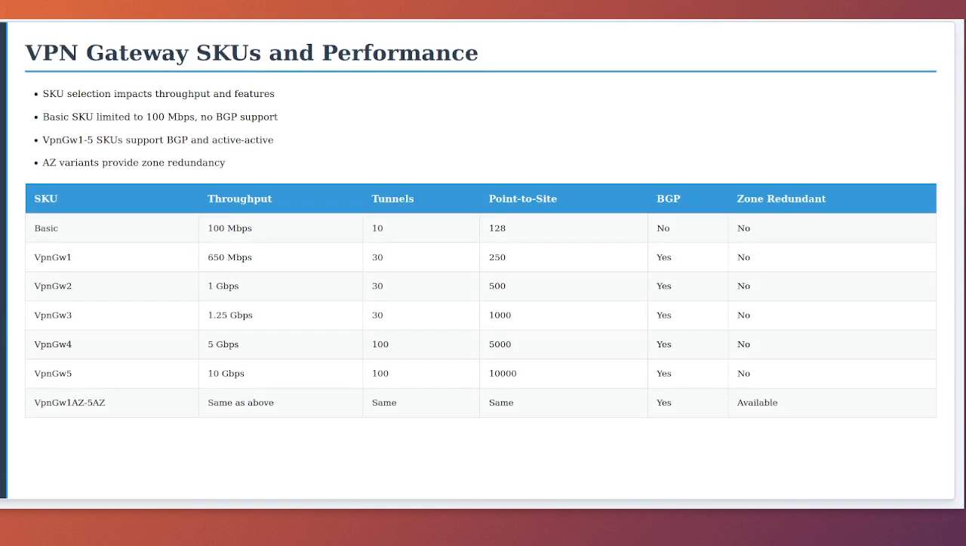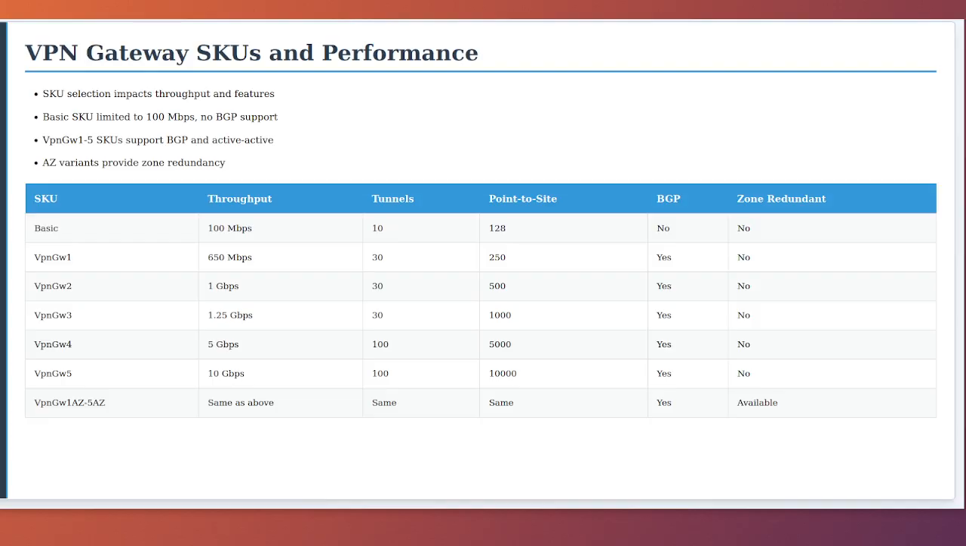VPN Gateway SKUs and performance. Choosing the appropriate VPN Gateway SKU is critical for meeting your performance, availability, and feature requirements. Azure offers multiple SKU tiers, each with different capabilities regarding throughput, tunnel count, and zone redundancy.